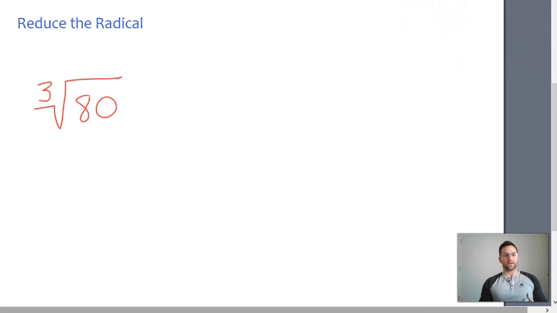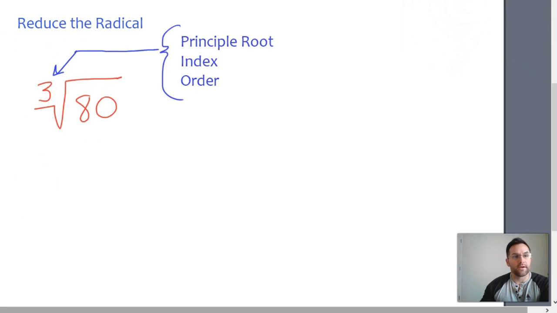We have the index, or we could call it the principal root, or we call it the order, right? And that is right here. Again, the vocabulary that we need to understand is principal root, index, or order. These are all terms that can be used for this 3 right here.